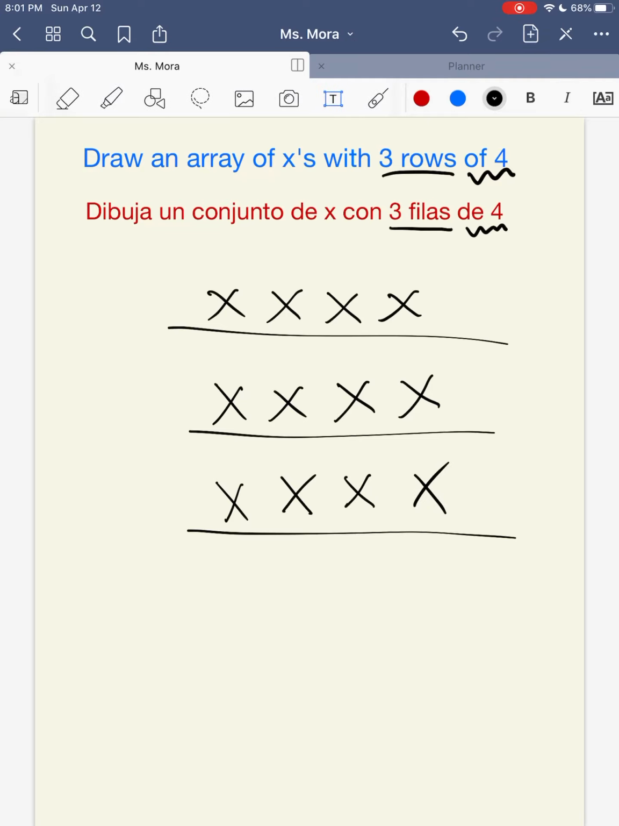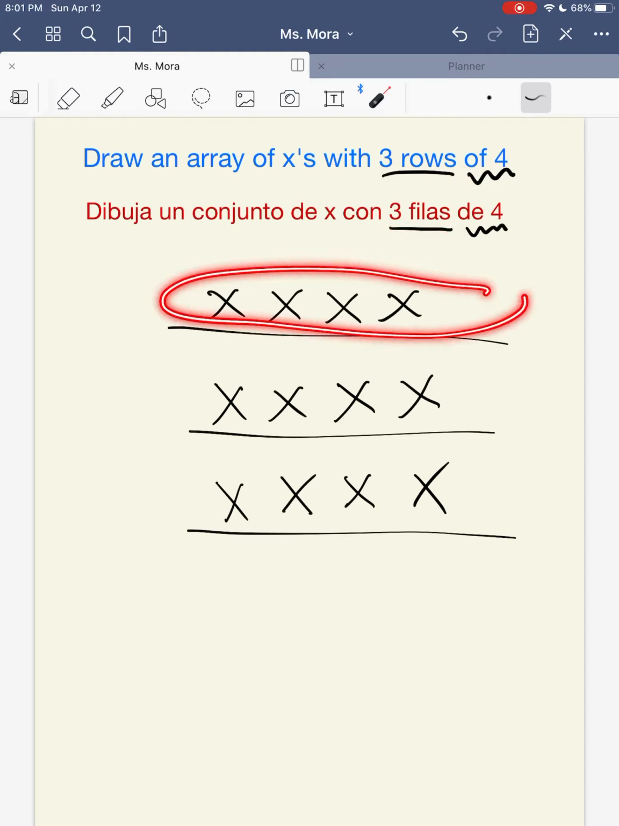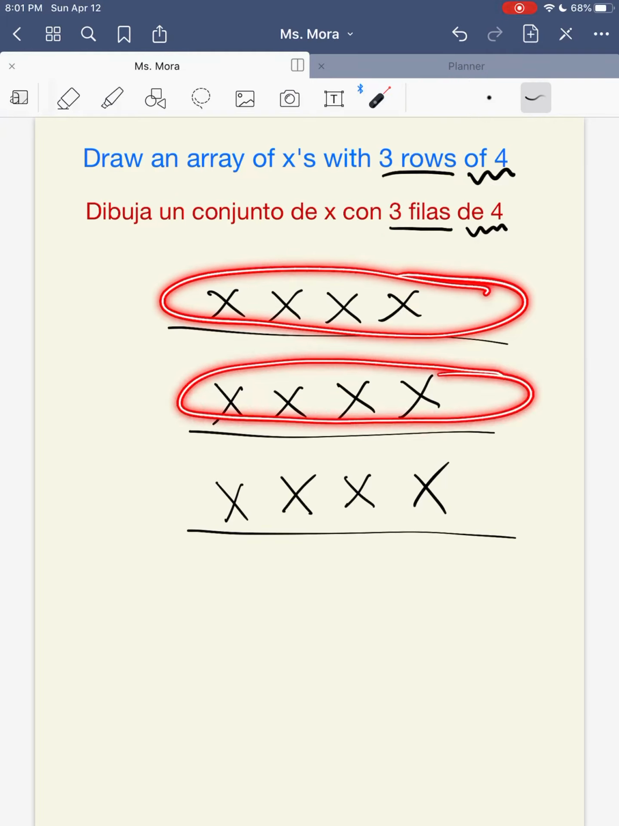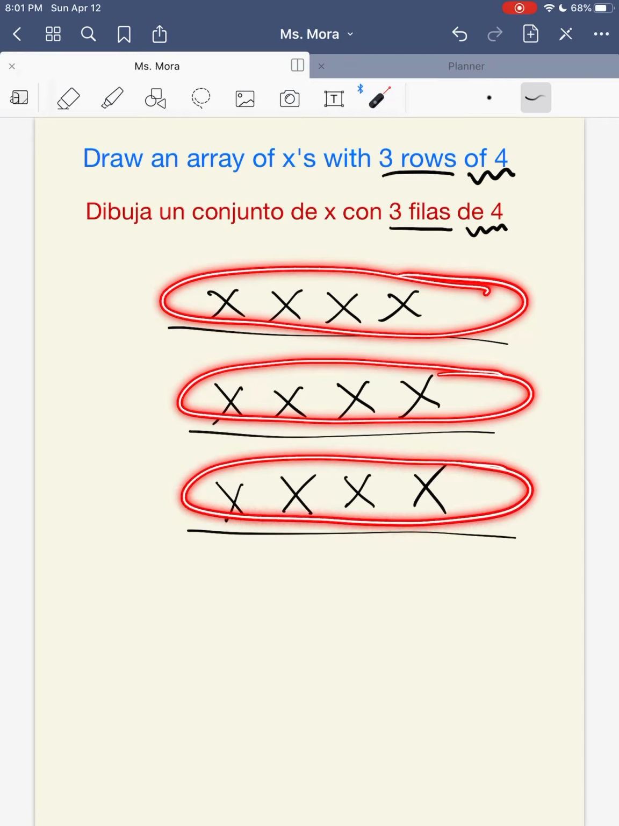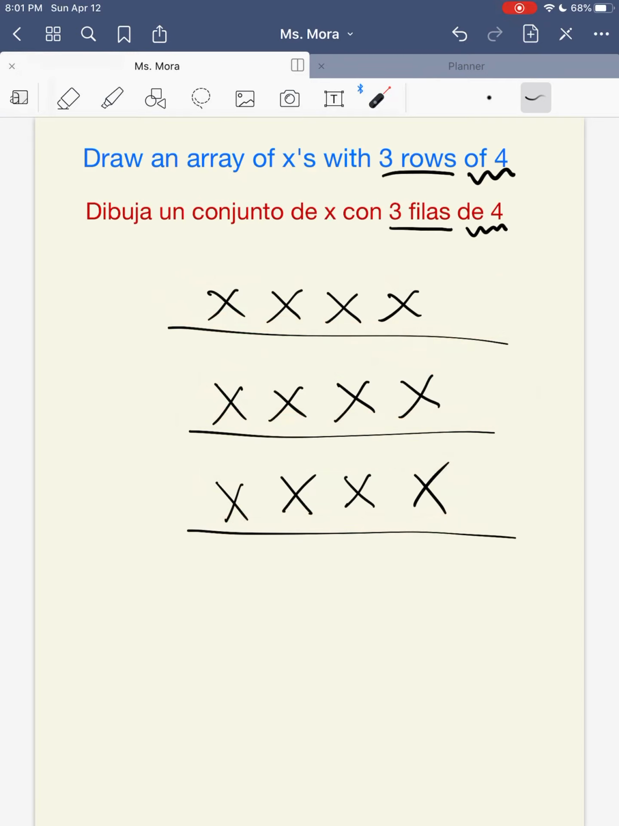And good. So if I check it, okay, I have 3 rows of 4. 3 filas de 4. Here's 1 row of 4, 2 rows of 4, and 3 rows of 4. Esas son mis 3 filas de 4. And then I can't forget my repeated addition sentence.